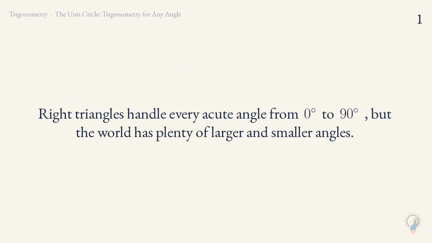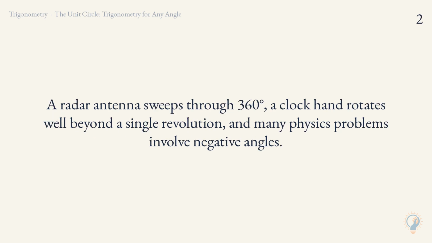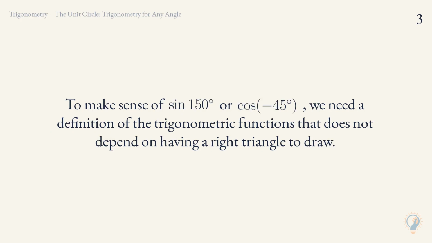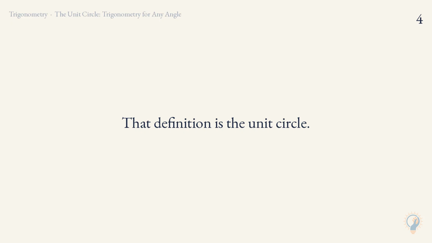Right triangles handle every acute angle from 0 degrees to 90 degrees, but the world has plenty of larger and smaller angles. A radar antenna sweeps through 360 degrees, a clock hand rotates well beyond a single revolution, and many physics problems involve negative angles. To make sense of sine of 150 degrees or cosine of negative 45 degrees, we need a definition of the trigonometric functions that does not depend on having a right triangle to draw. That definition is the unit circle.